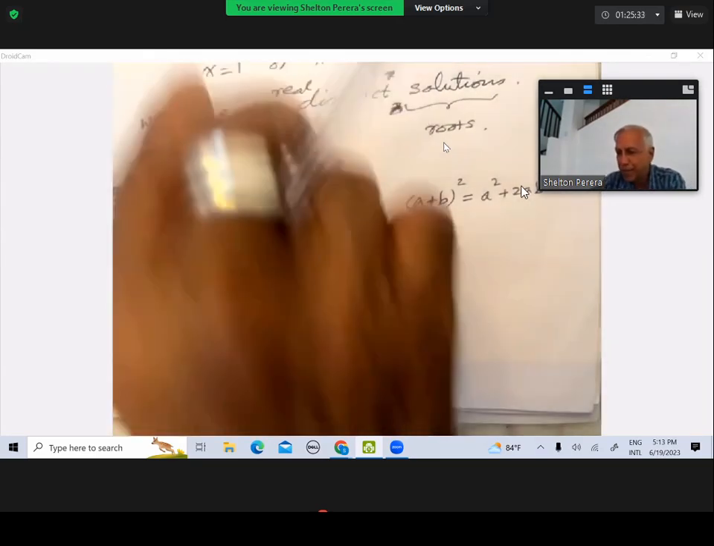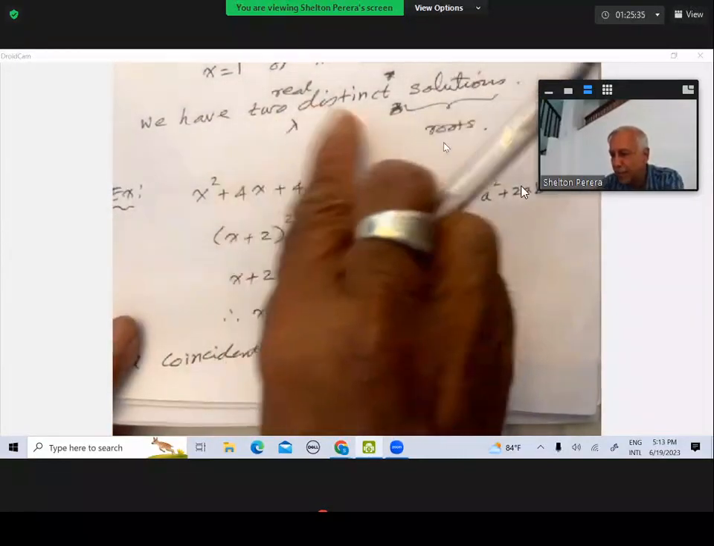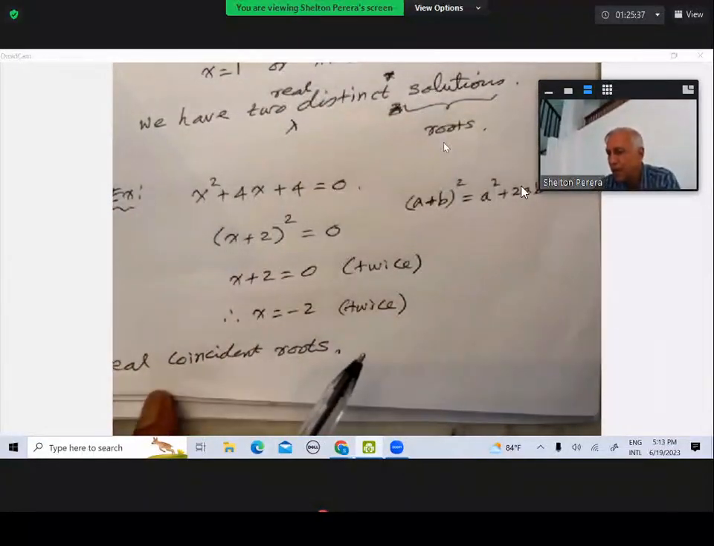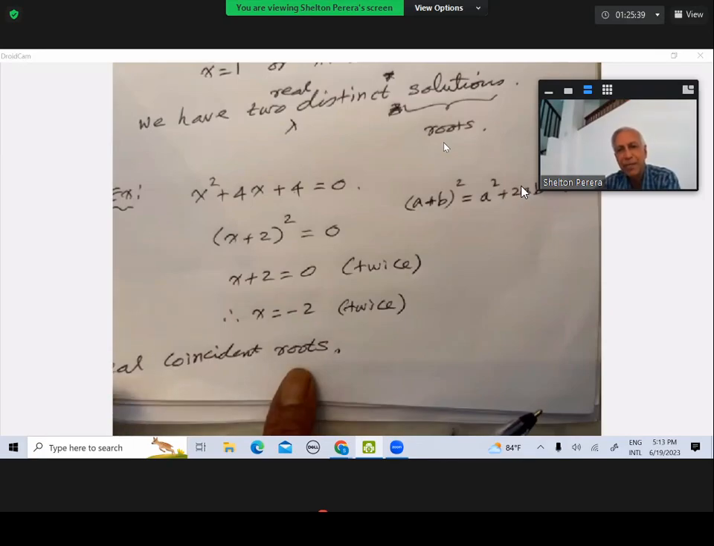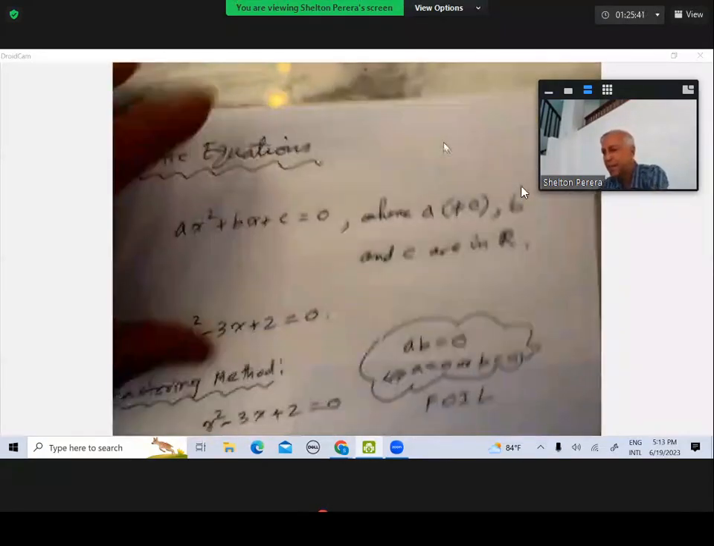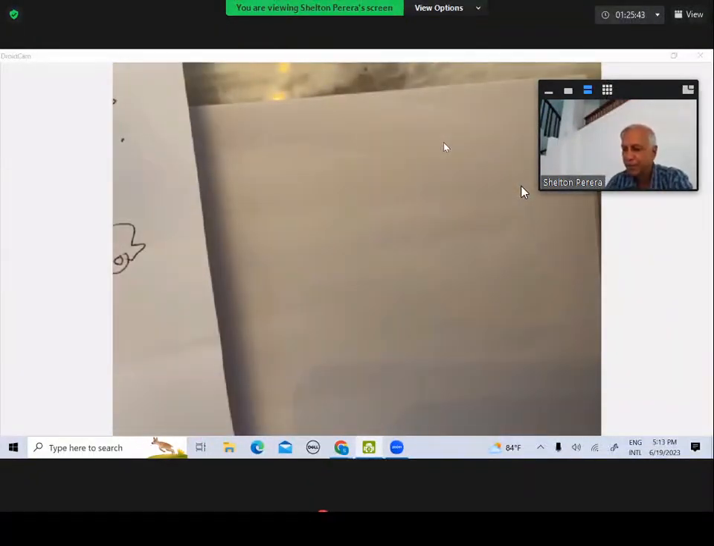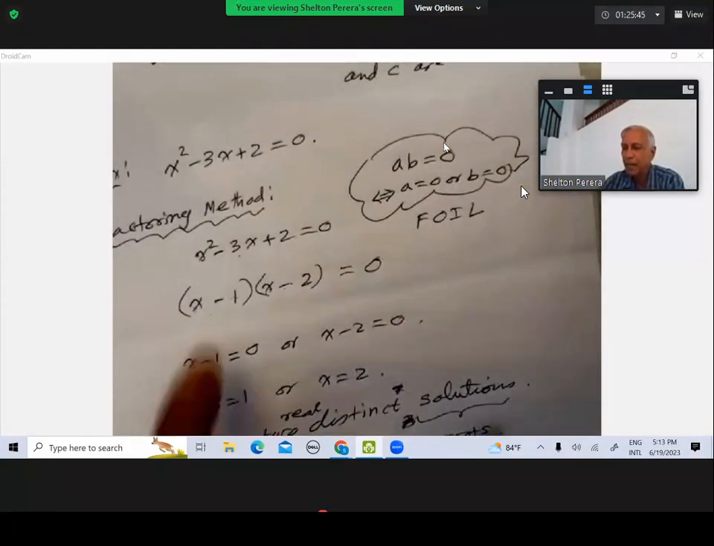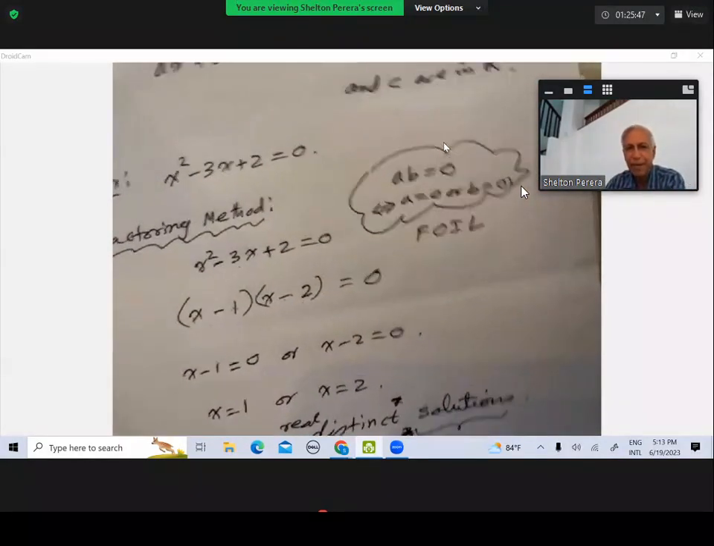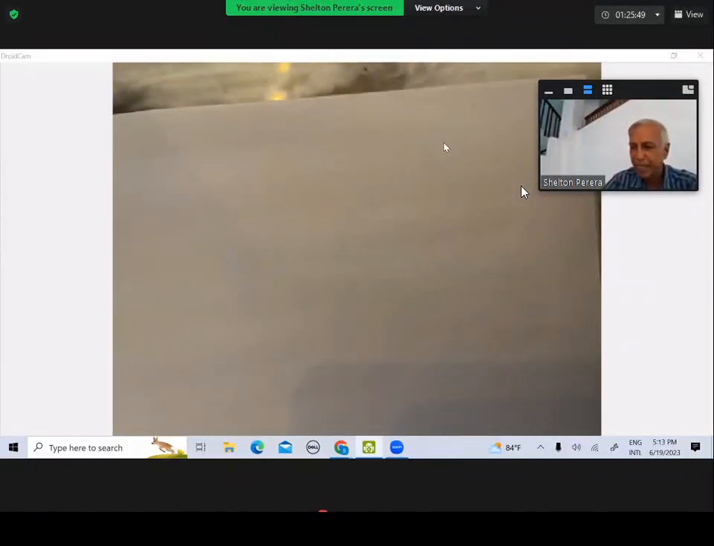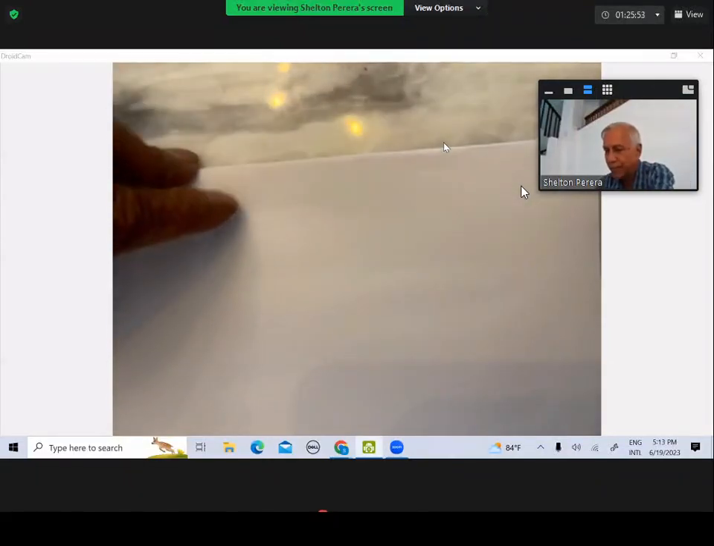So, a quadratic equation can have two real distinct solutions or real coincident solutions. And then we go to the factoring method, both are coming under the factoring method. Then, let us say, taking square roots, another method.